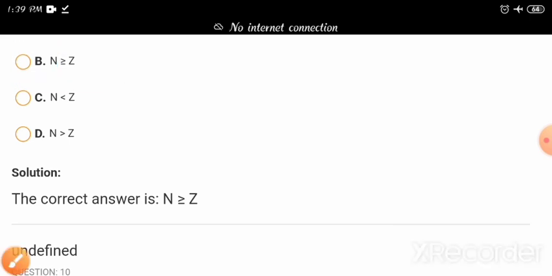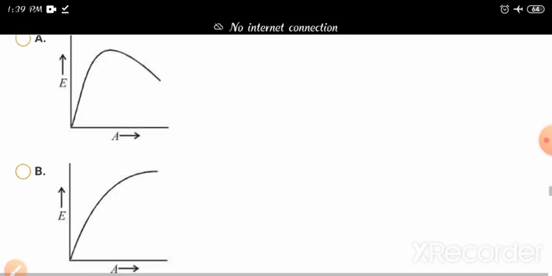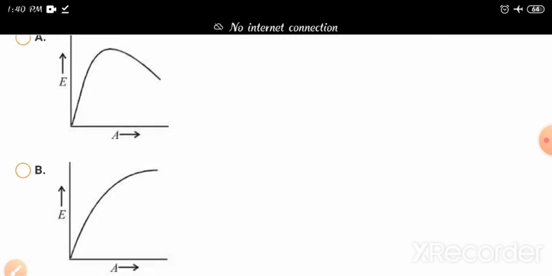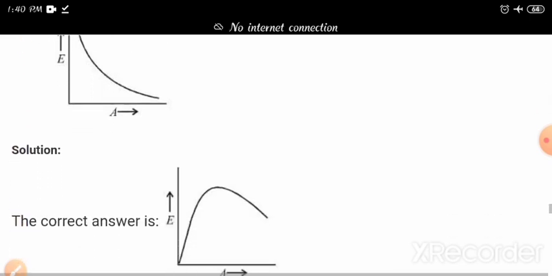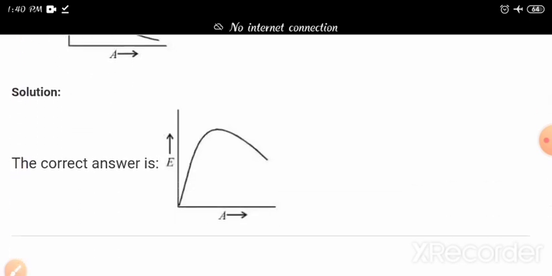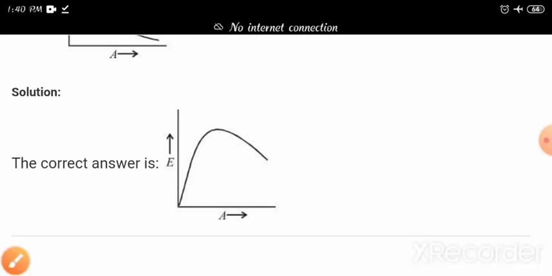Now we can jump to the next questions. Question number 10. The graph between binding energy per nucleon and atomic mass is as. Option A, option B, option C and option D are given. Friends, for the binding energy, the correct option is this one. We get an arrow like this. That's why this can be the correct answer.